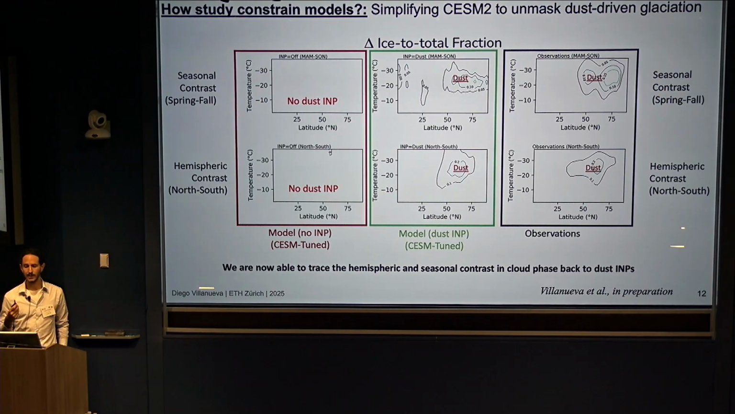So at least the model is completely driven now by the dust INP in terms of the signature of this contrast, and we now have a really strong constraint for the model, because if we know it's replicating the variability that's coming from dust INP, a natural aerosol, then we can also trust the model to better reproduce what will happen if we just put artificial INPs.